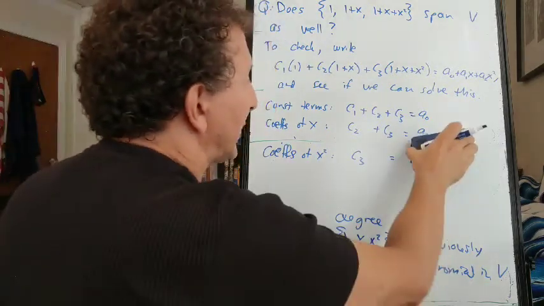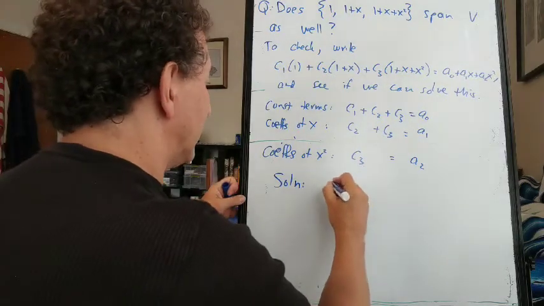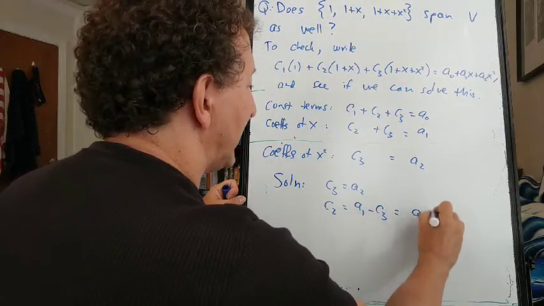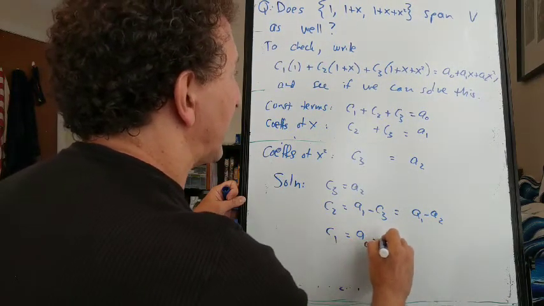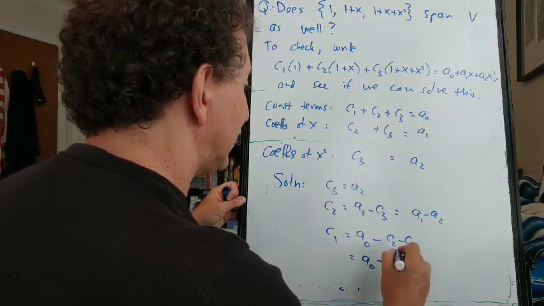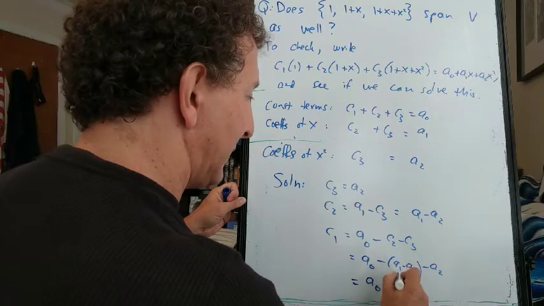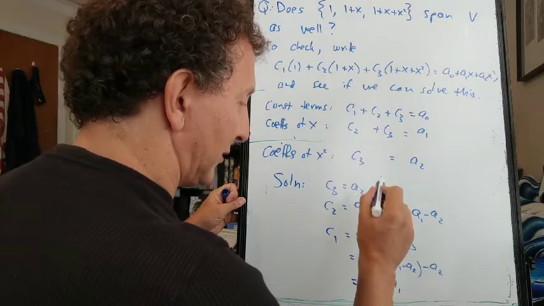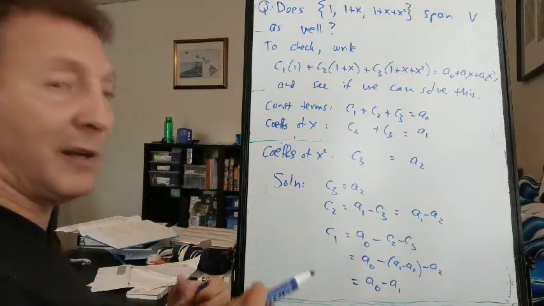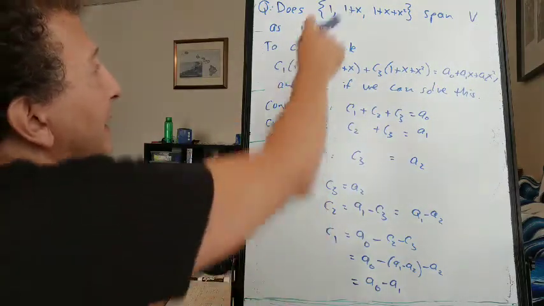All right, now I can see by looking at this that it's going to have a solution. So C3 is equal to A2. C2 is equal to A1 minus C3, which is A1 minus A2. And C1 is equal to A0 minus C2 minus C3, which is A0 minus (A1 minus A2) minus A2, which we can simplify to A0 minus A1 plus A2 minus A2, and that's just 0. Okay, so C1 equals A0 minus A1. So since we could solve this for C1, C2, C3, and we got a solution that we can plug any A0, A1, and A2 into, then yes, the set does span V.